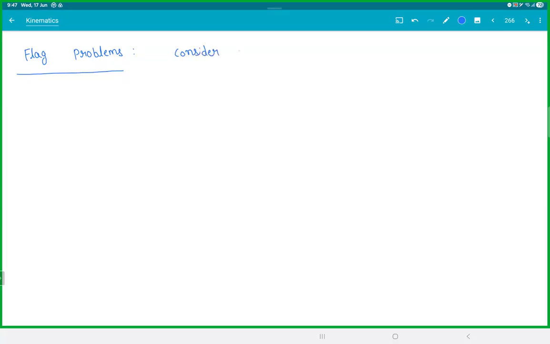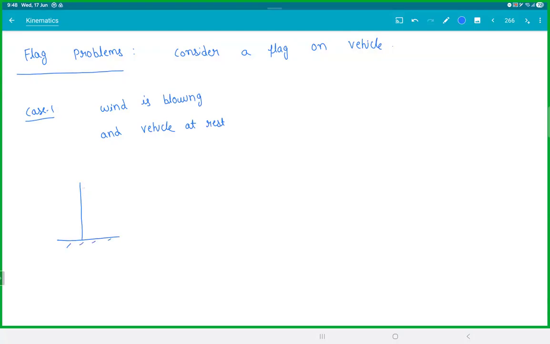How do these flags behave? So consider a flag on a vehicle. Case one, let's say wind is blowing and the vehicle is at rest. Then what will you notice? The flag will go in the direction of the wind. Yes, straightforward. So the wind is blowing to the right, the flag also will point towards the right.